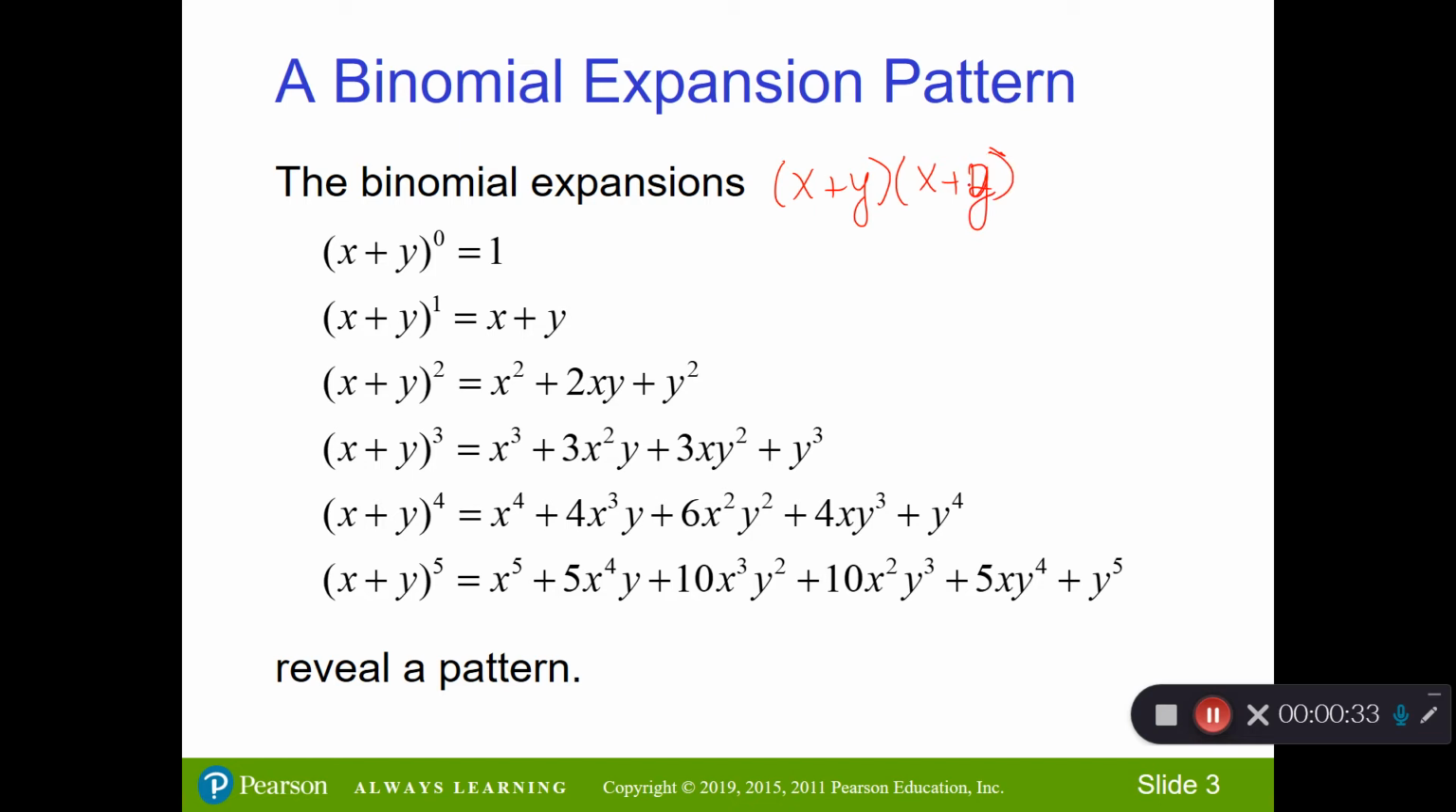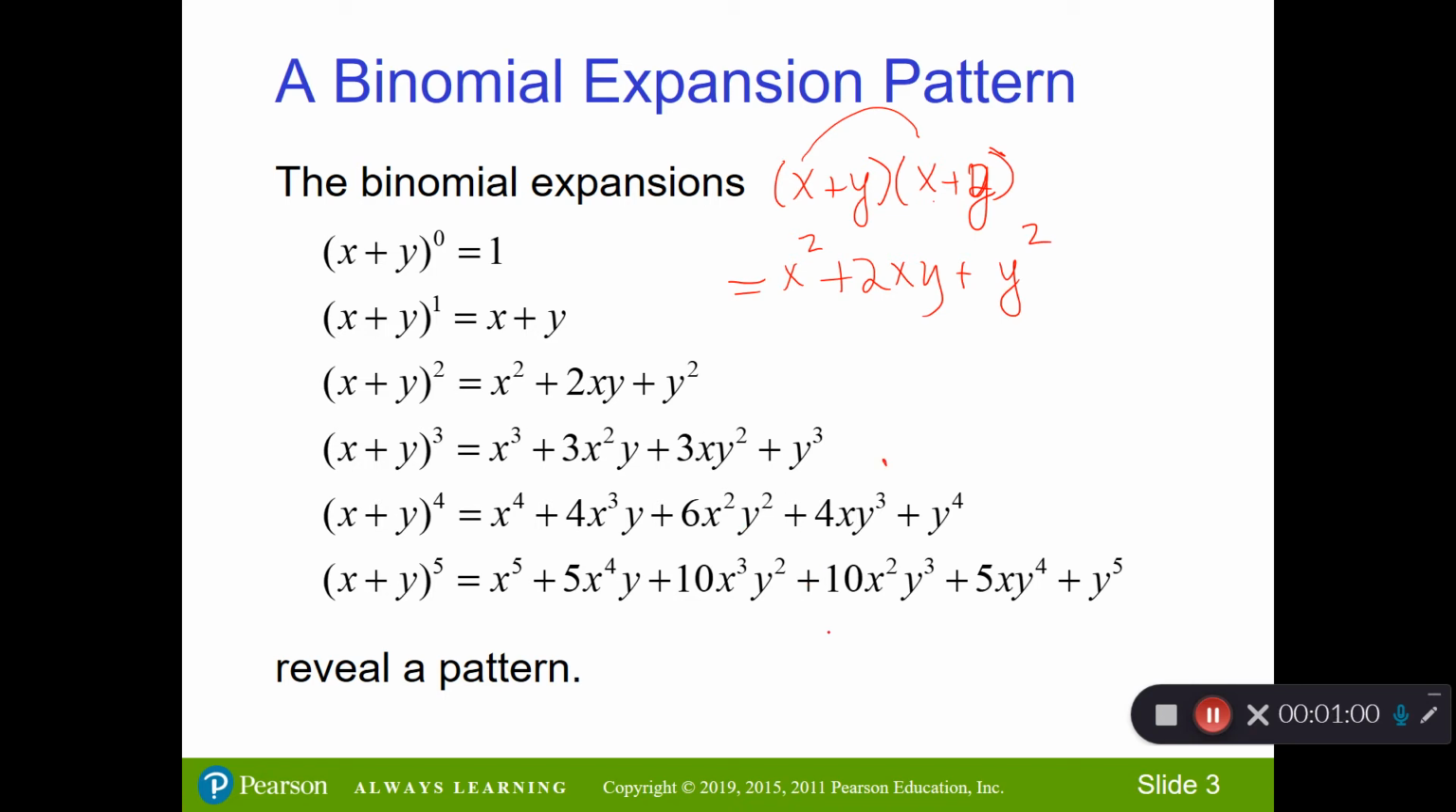the expression x plus y times x plus y. So x times x is x squared, x times y, and then y times x, and then y times y. And then x plus y cubed is this multiplied by another x plus y. So I would again distribute the x through and the y through and gather like terms. It forms this expression and so on.